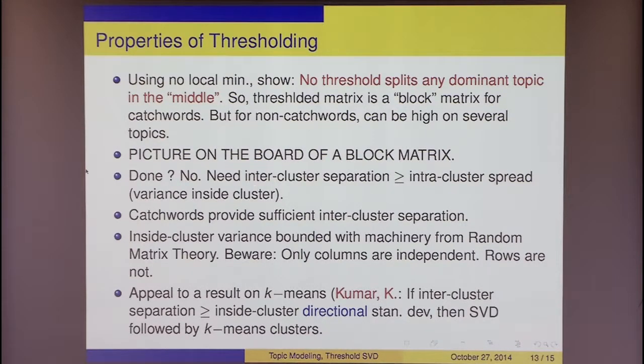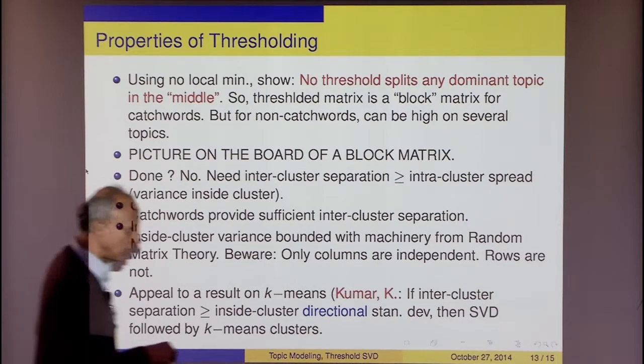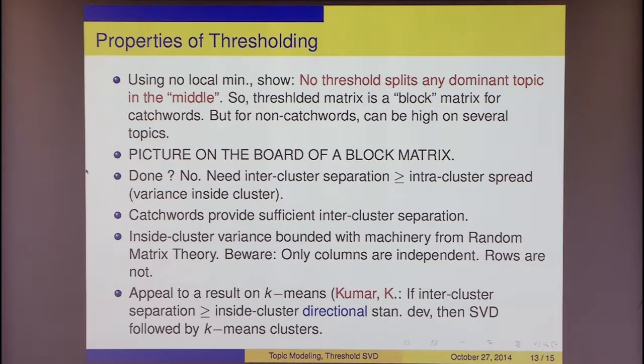We use a result that I had a few years back, which says the following. If inter-cluster separation, this A, is much greater than B, you don't need that. You only need that inter-cluster separation is much greater than the inside cluster directional standard deviation. That means a standard deviation in one direction. And that actually is of general importance. So maybe I should draw that picture to tell you why that's important, why that's not trivial.